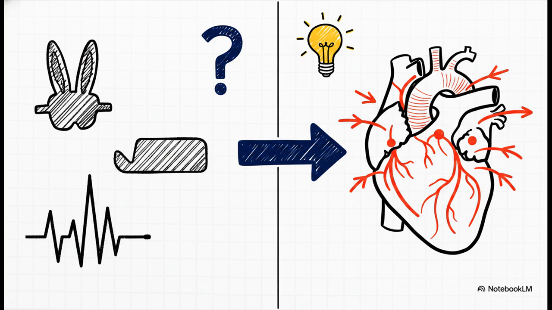True mastery here isn't about memorizing patterns, it's about understanding the pathways. I really mean that. If you can visualize the normal vectors and then just logically work out how a block would change them, you can diagnose any conduction delay you come across. Because, see, the patterns, they're just the consequence. The pathways, they're the cause. And that is the ultimate key.